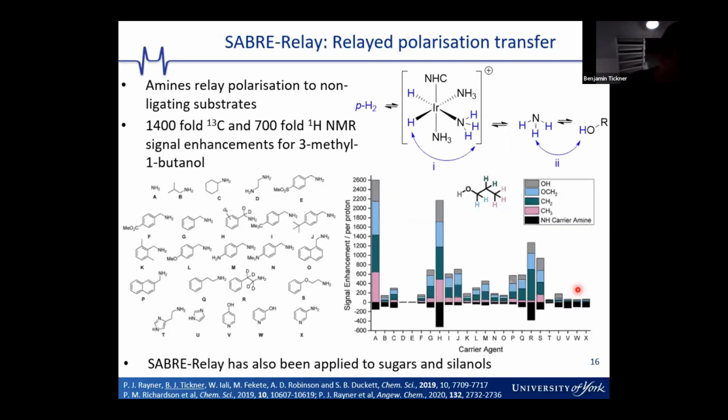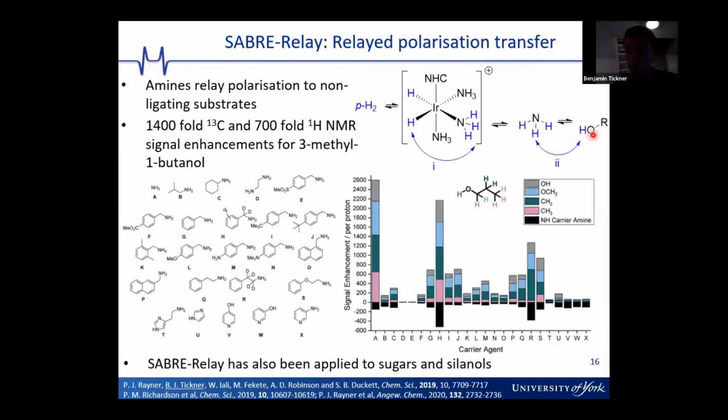So I think I have a few more minutes. I also just want to mention briefly, we're looking at other ways in which we can expand the scope of SABRE hyperpolarization, and one way in which we can do that is using relayed proton exchange effects, which have been touched on before. So we use an amine-based catalyst. Our amine binds to our iridium. We can hyperpolarize our amine using SABRE, as you might expect. But then in a second step, labile NH protons on your amine can exchange with labile OH protons on an alcohol, for instance.